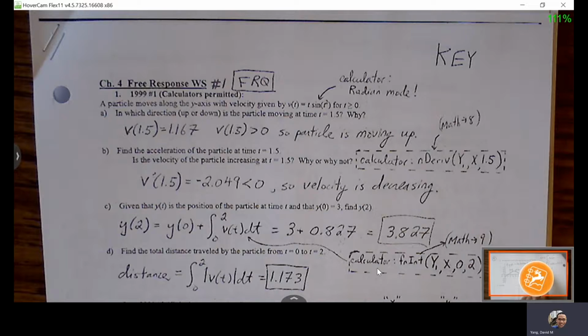Okay, so acceleration is the derivative of velocity. We have a feature here, math 8, which is derivative. So I can find the derivative of this function. I have it again stored under y-vars, y1. I want to find the derivative of my velocity at 1.5. So it's going to take 1.5, insert it into the derivative, and spit out the acceleration value for you.